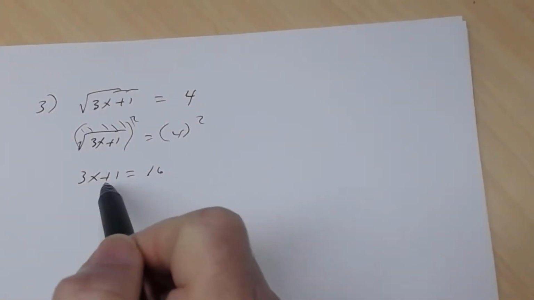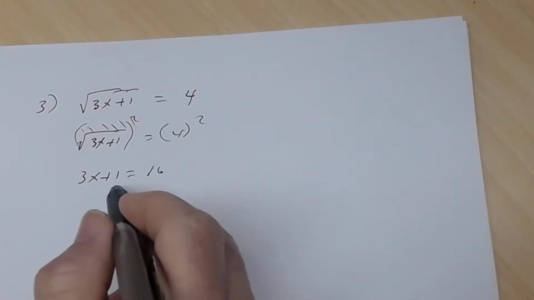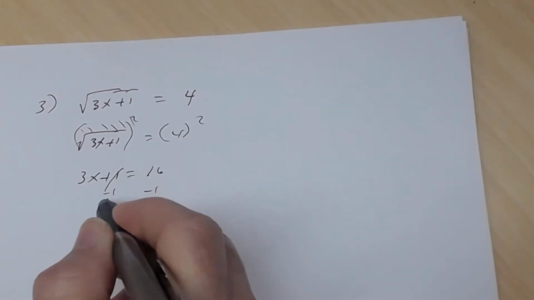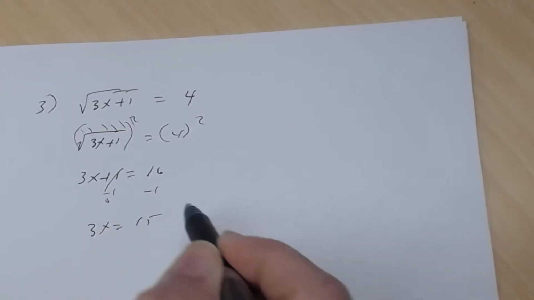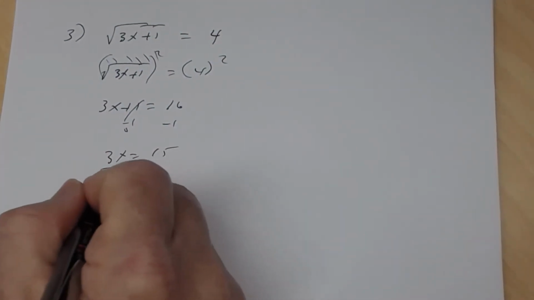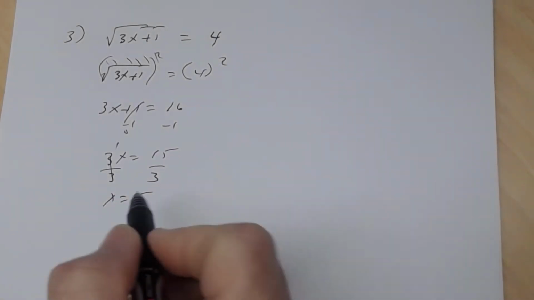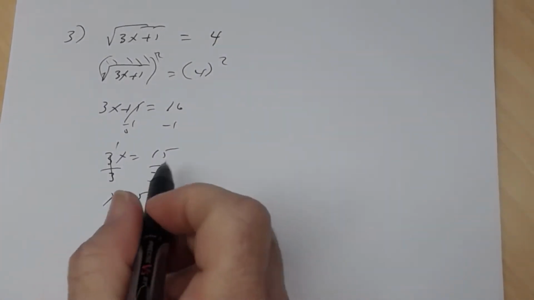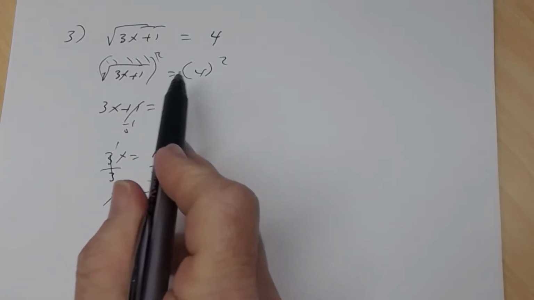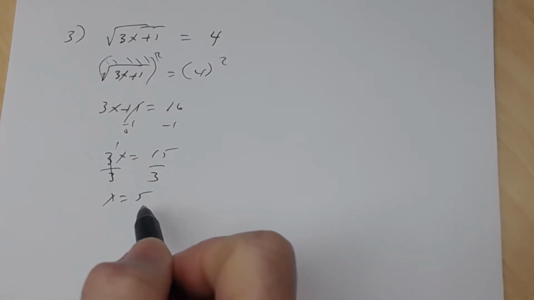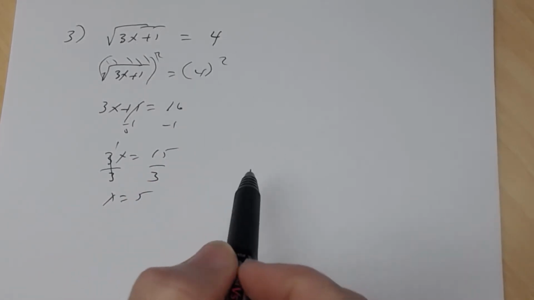So I went from this radical equation to a linear equation. I'm going to solve this linear equation. I'm going to subtract 1 from both sides. I get 3x equal 15. Divide both sides by 3. I get x to be 5. All right, so that's my proposed solution. But again, since I raised both sides to a power, I must check the proposed solution in the original.